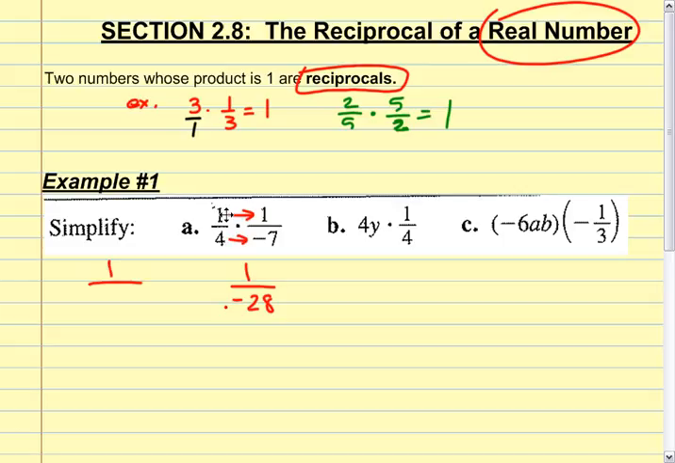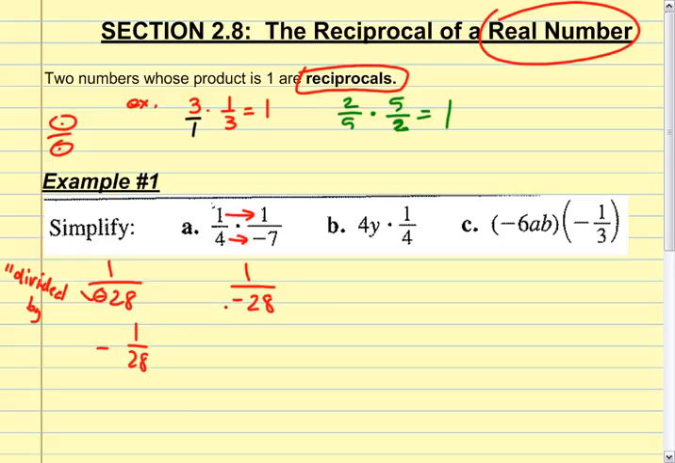The fraction bar says divided by. That's where the divide symbol comes from. It's a fraction. Numerator, denominator. Right? Okay? A fraction is a division problem. The fraction bar means divided by. 1 divided by negative 28. Or you could say negative 1 over 28.